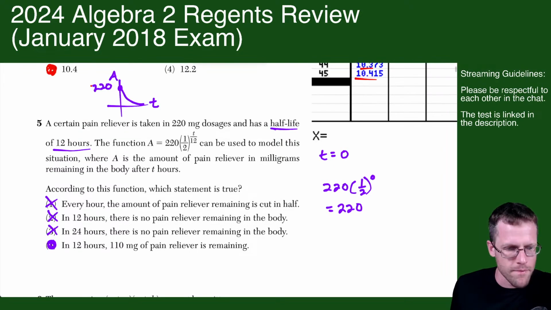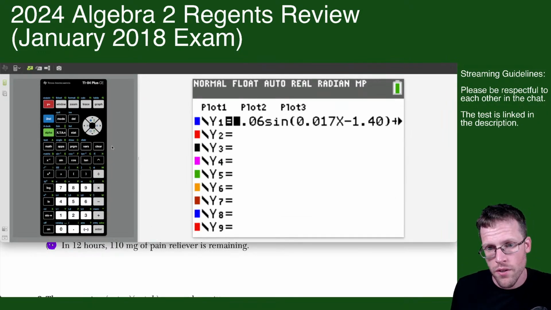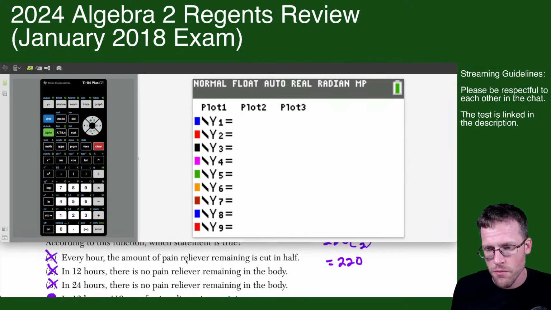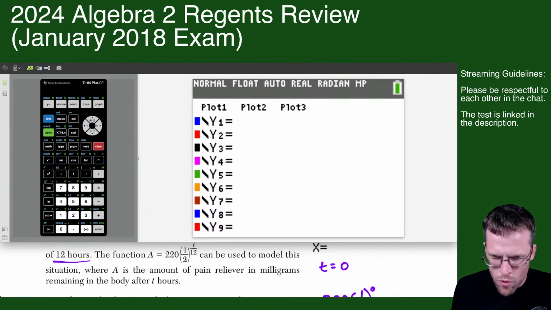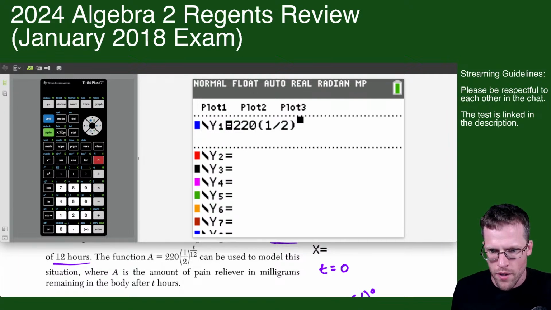Okay, but let's see. If we want to use the calculator, you don't have to use the calculator for every question. If you want to start trusting your math, saying you know what, I know how these functions behave, I don't need a calculator, then don't use a calculator. Okay. All right.